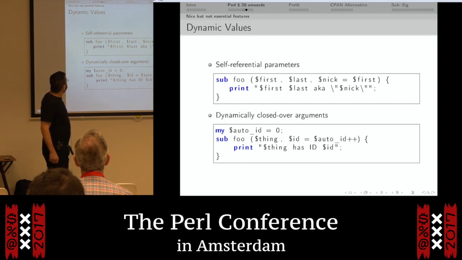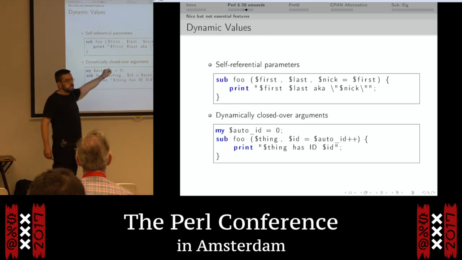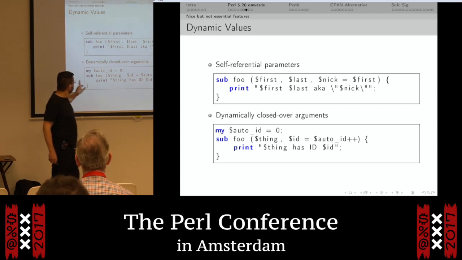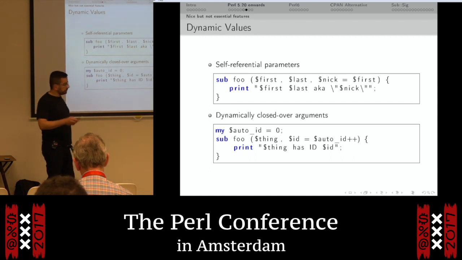Then you can have dynamic values. This is another thing where I say it's nice to have, but I don't know if I necessarily need it. You can, for example, say that one argument is the default value for the other argument. So if the nick is missing, it will take the first argument. And you can have close-over arguments. This means you can have a default value which is automatically incremented for each call. If you see the implementation with the eval Perl code, you understand how it's implemented.